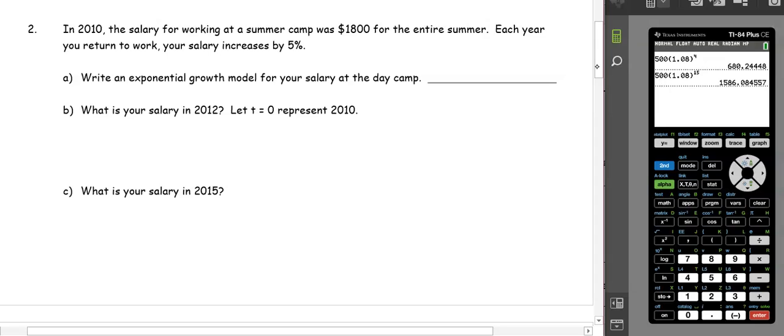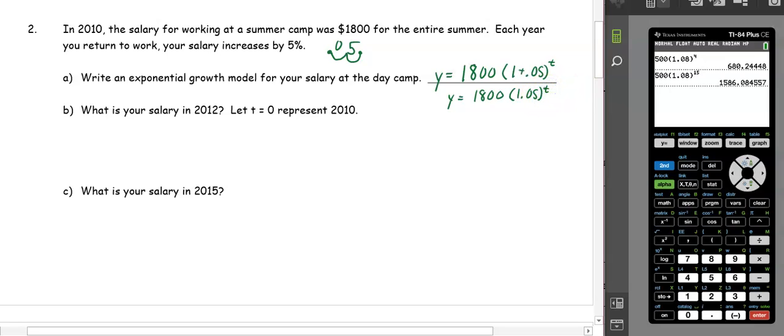Let's look at another example. In 2010, the salary for working at a summer camp was $1,800 for the entire summer. Each year you return to work, your salary increases by 5%. Write an exponential growth model for the salary at the day camp. So we have y equals, your salary starts at 1,800, parenthesis 1, plus we want to add our percent. If we have 5%, we're going to change that into a decimal, which would be plus 0.05 to the t. Or we could write it as y equals 1,800 times 1.05 to the t power.